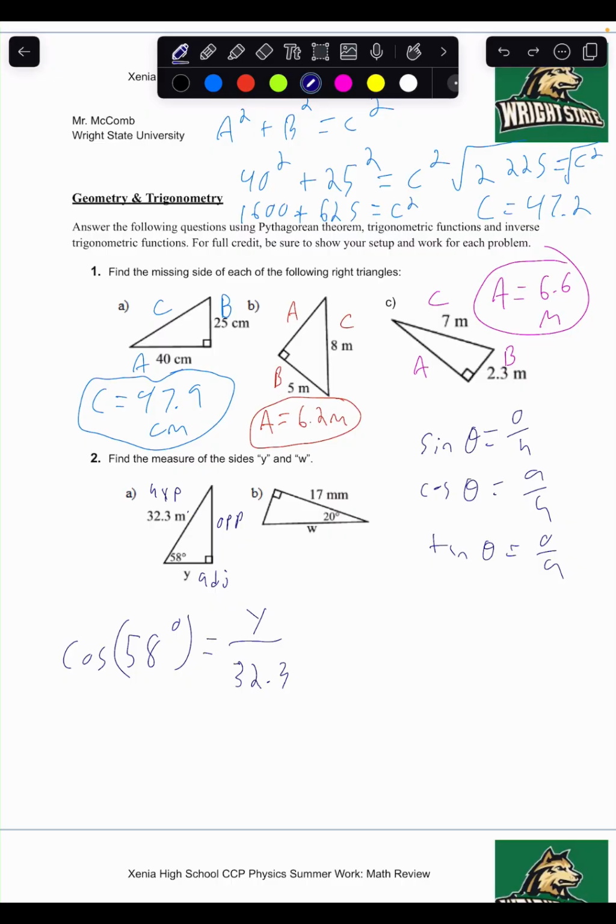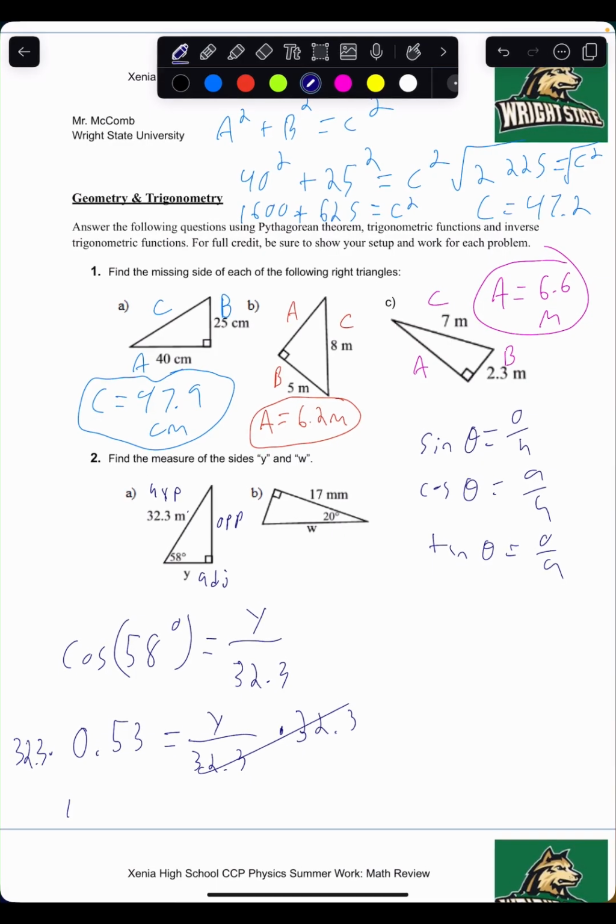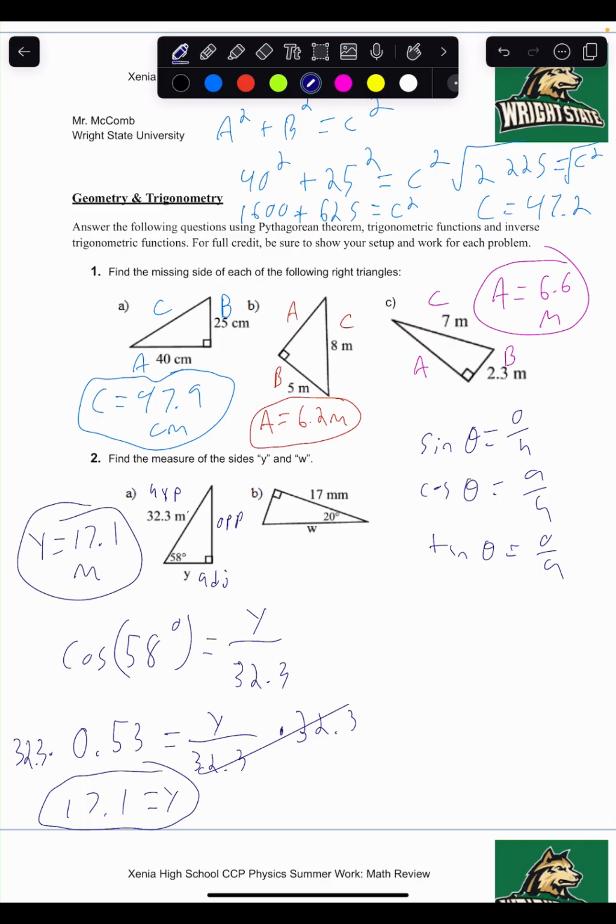Cosine of 58 degrees, make sure your calculator's in degrees for this, is always going to be a number between 0 and 1. 0.53 equals y divided by 32.3. Solve this for y. We're going to multiply both sides by 32.3. That cancels here. And we get 32.3 times 0.53 is 17.1 equals y. So y equals 17.1, and it's in meters because those are in meters. Excellent.